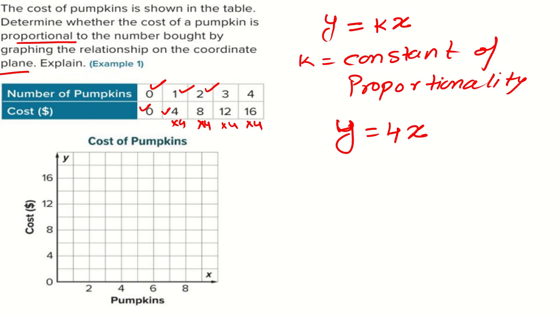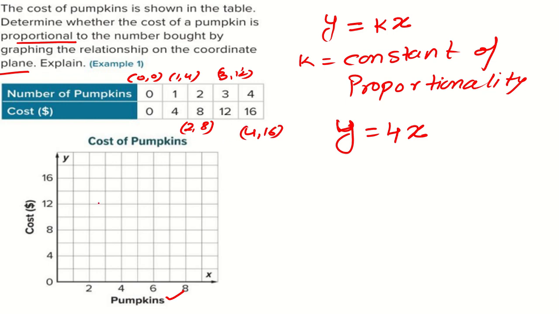Okay, now what do they say here? They say to draw by graphing. Okay, so we can draw it, no problem. Number of pumpkins is here, so it is x. So let me write everything here. Okay, now one point is 0, 0, one point is 1, 4, one point is 2, 8, one point is 3, 12, one point is 4, 16.